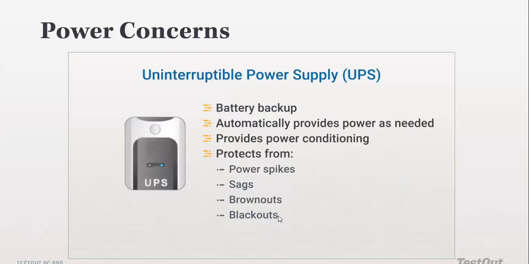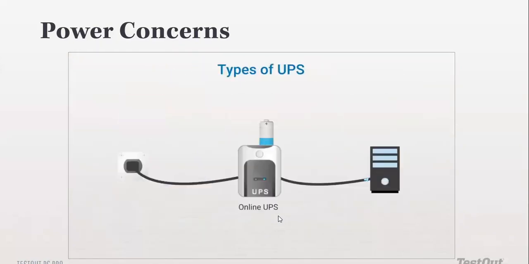Now, let me talk about those two types of surge protectors that we do have. We have an online UPS. Sorry, I'm not talking about surge protectors anymore. I'm talking about UPSs. Let me talk about the two types of UPSs that we have. We have an online UPS and we have an offline UPS. What is an online UPS?